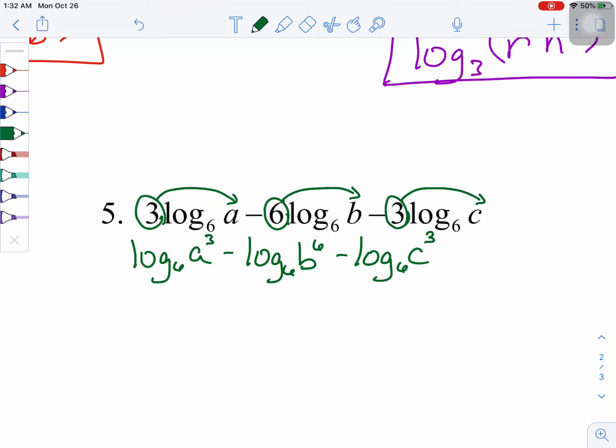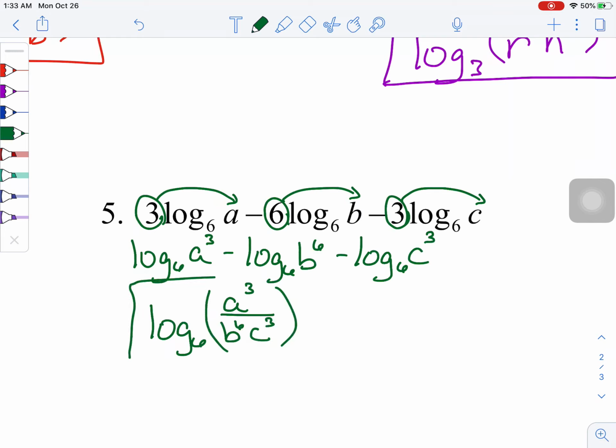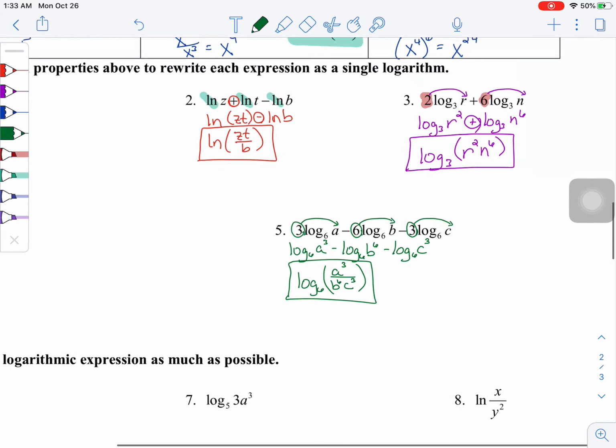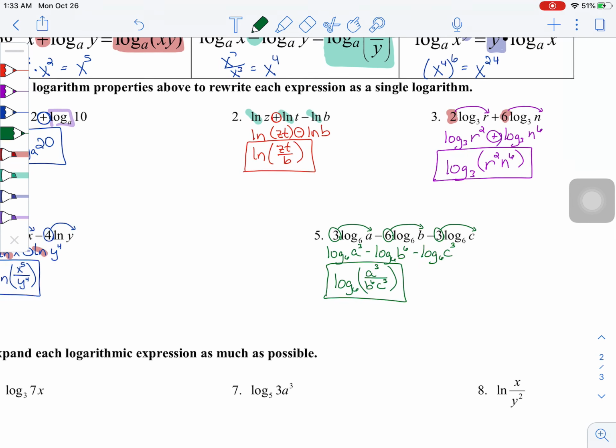All right. So basically the idea here is I have this first logarithm is positive, so that means it's going to be in the numerator, and then I'm subtracting both of these, so both of these terms go into the denominator. So as a single logarithm, this would be log base 6 of A to the 3rd over B to the 6th, C to the 3rd. And that's my single logarithm. All right, so that's what happens if you are trying to write each logarithm as a single expression.